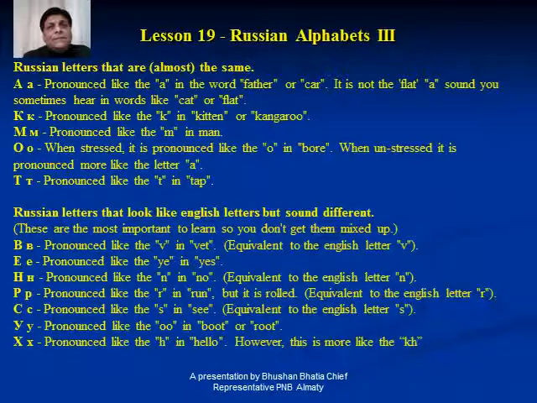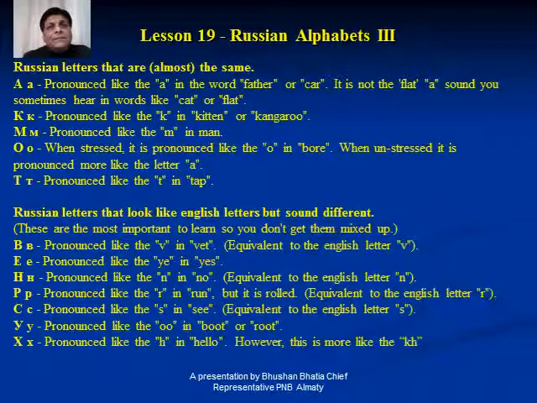Friends, as it was told in previous lessons, Russian alphabets are like English alphabets. Many of them are written like English alphabets. Some of them have the same meaning also, but some of them are written as an English letter but have a different meaning. Now we'll see which Russian letters have almost the same meaning, and which are written like English letters but have a different meaning.